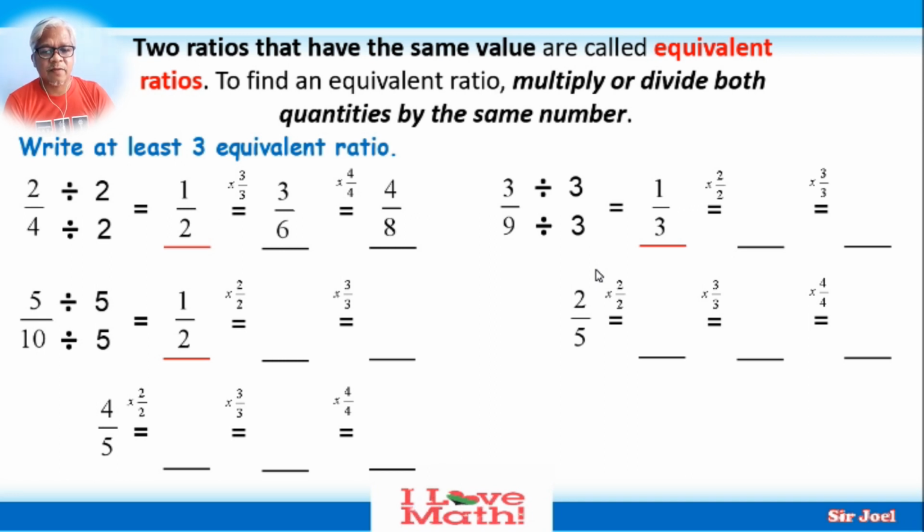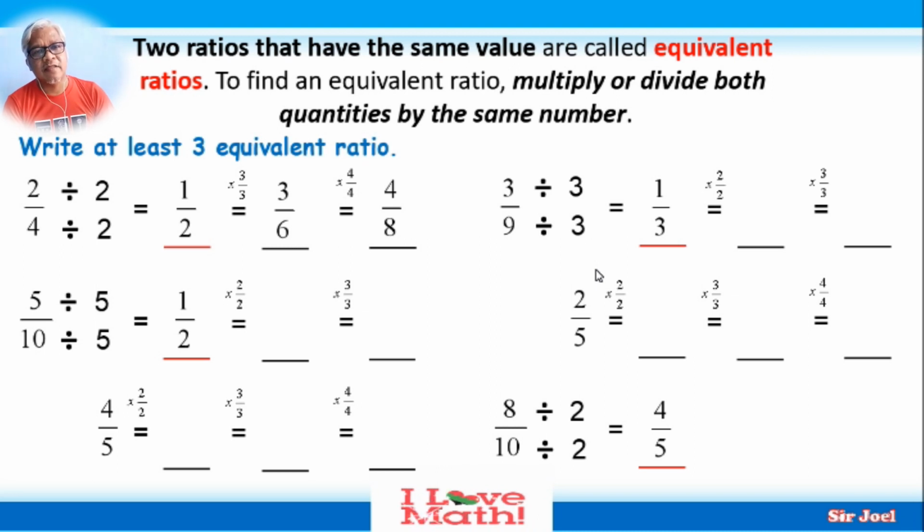Okay? Next, we have 8 is to 10. Look at 8 and 10. Pareho silang divisible by 2. So, what is 8 divided by 2 and 10 divided by 2? Of course, the answer is 4 is to 5. That is our new ratio. So, from our new ratio, 4 is to 5, kapag i-multiply sa 2 over 2, balik ka sa 8 is to 10.